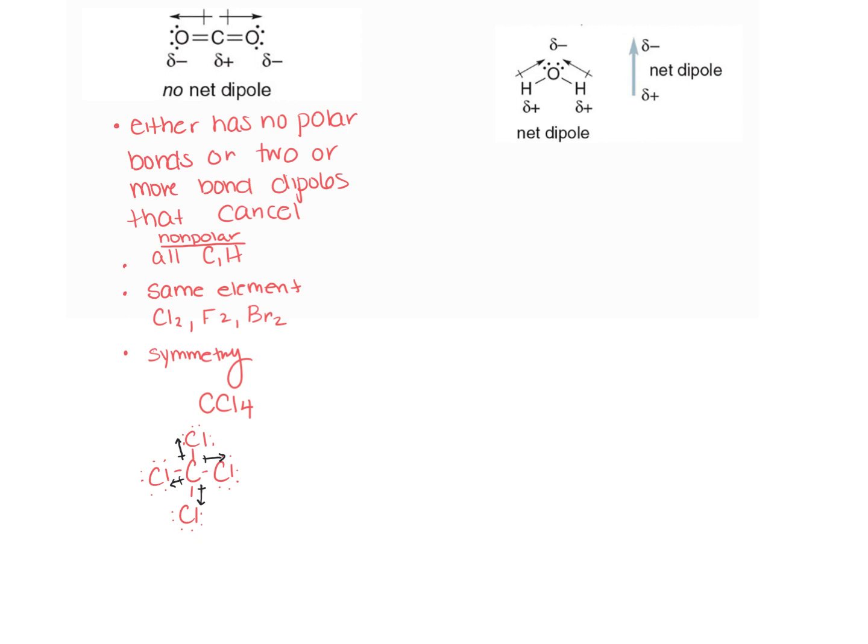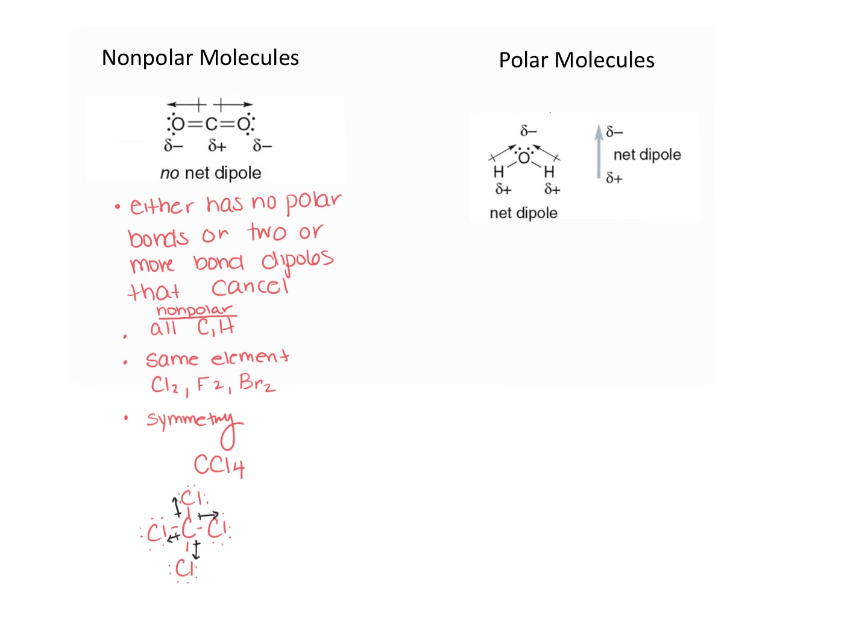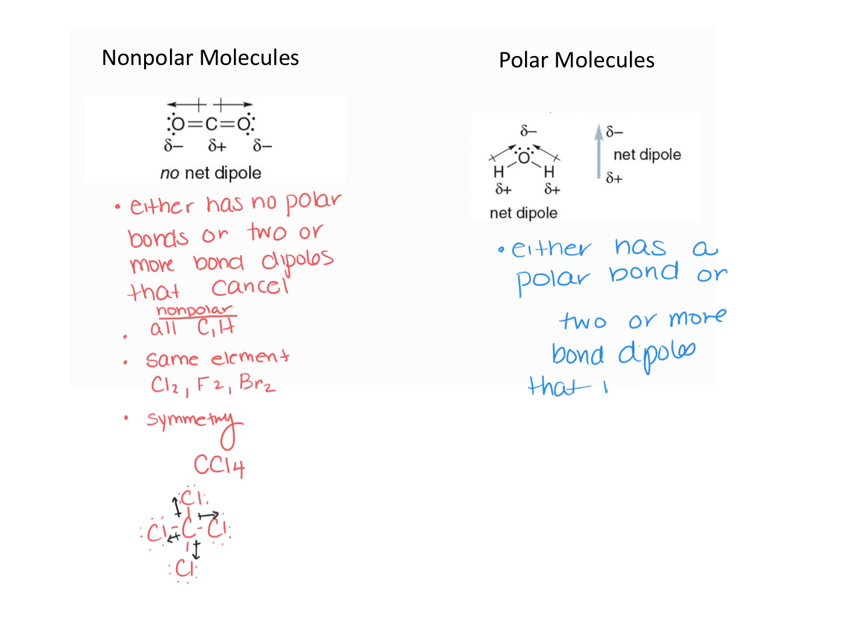So when you're trying to figure out if something's polar or nonpolar, my suggestion is to draw the Lewis structure first, analyze whether the bonds there have a difference in electronegativity, and then look at the overall symmetry. A polar molecule, on the other hand, if we look to your right at water, that's a polar molecule. It either has a polar bond, or two or more bond dipoles that reinforce each other.